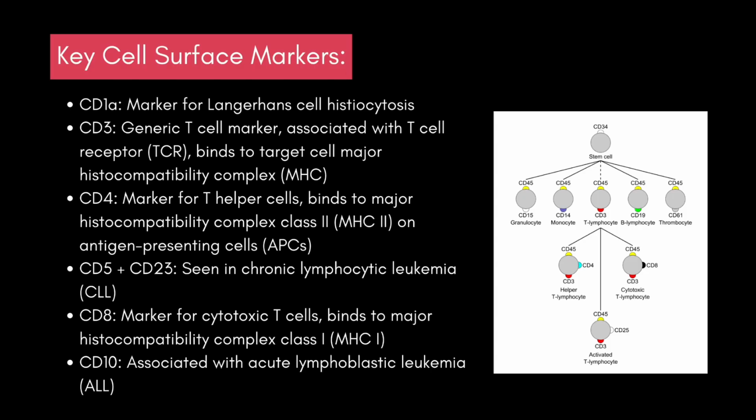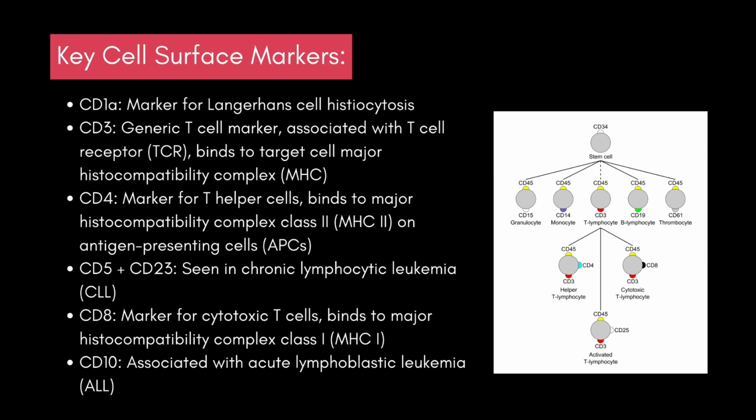So today I'd mainly like to talk about the key cell surface markers. Starting off with CD1A, this is the marker for Langerhans cell histiocytosis. CD3 is a generic T cell marker associated with the T cell receptor, which binds to the target cell major histocompatibility complex. CD4 is the marker for T helper cells. This binds to major histocompatibility complex class 2, known as MHC2, on antigen presenting cells.